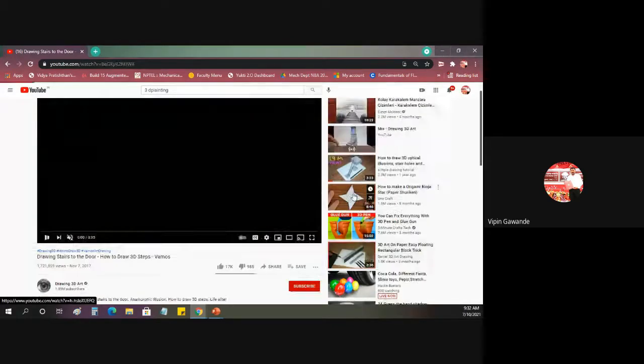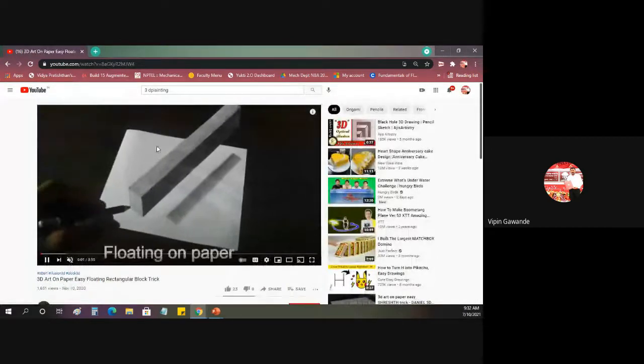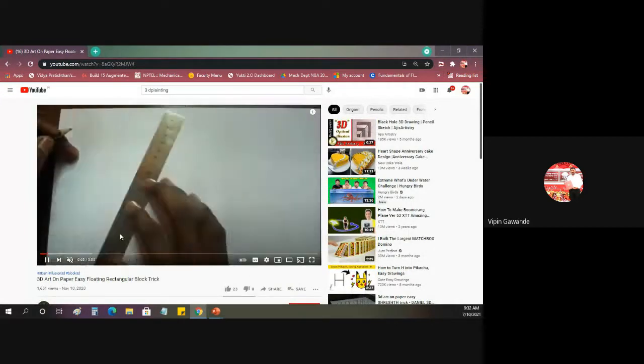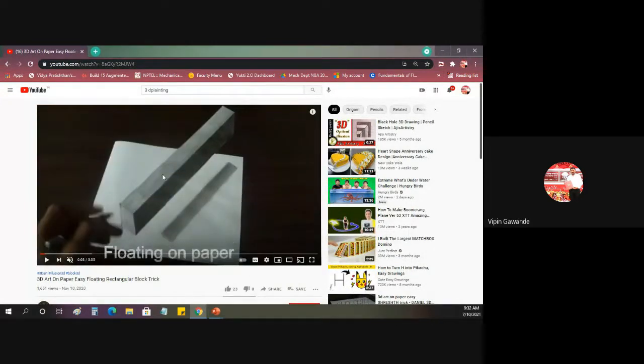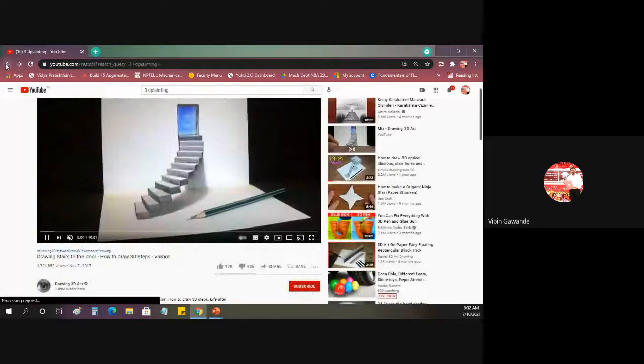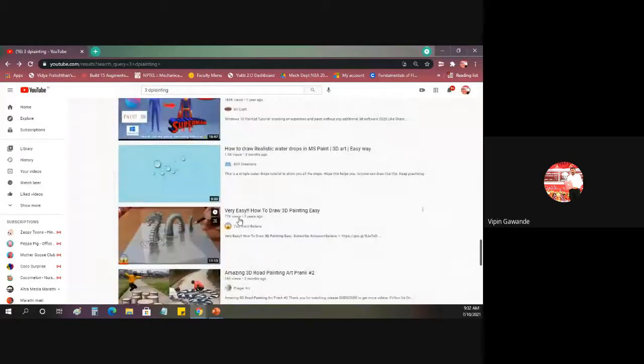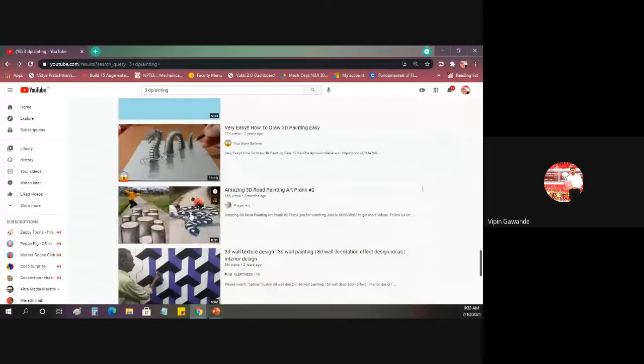Now see, this appears to be floating on the paper. This bar is fitting on the paper. This is again very simple, and he has also drawn the shadow. So this is also a perfect example of the isometric view or isometric drawings. You can also draw letters there. Okay, see this one.